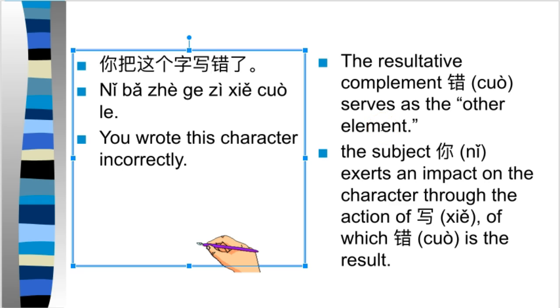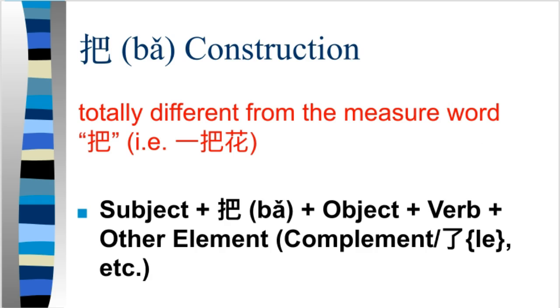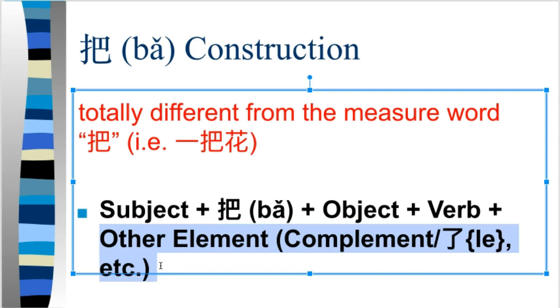What does that mean, other element? Well, if you look at the 把 construction, subject, 把, object, verb, there must be an other element that follows the verb. Generally speaking, what follows verbs are usually objects. Of course, the object is in front of the verb in the 把 structure, so something else must follow a verb. You cannot just leave the verb by itself in a 把 structure. There must be some other kind of either complement or prepositional phrase.